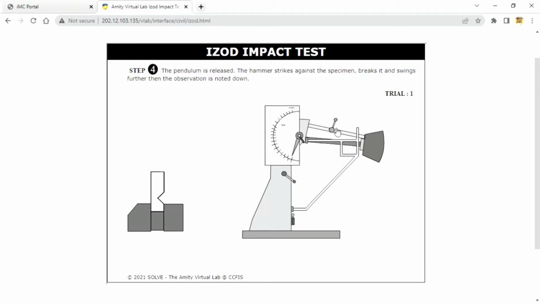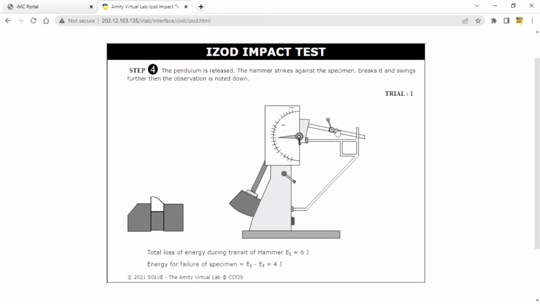Step 4. The pendulum is released. The hammer strikes against the specimen, breaks it and swings further, then the observation is noted down. Total loss of energy during transit of the hammer, ET, is equal to 6 joules. The energy for failure of the specimen, ET minus EF, is equal to 4 joules.